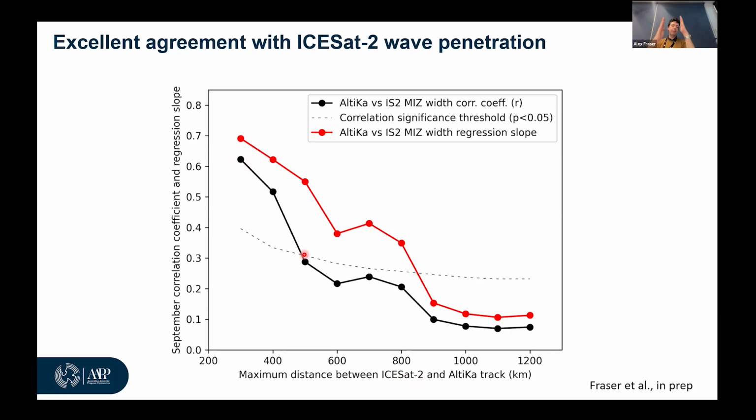The problem is, as we get stricter on the distance between these two tracks, our statistics get worse. This is as we would expect, because the conjunction between these two tracks is pretty rare with two polar orbiting satellites. But we do certainly exceed the significance threshold for less than about 400 kilometers. So this is another figure that gives us confidence that the radar altimeter is seeing the same thing as the laser altimeter was.